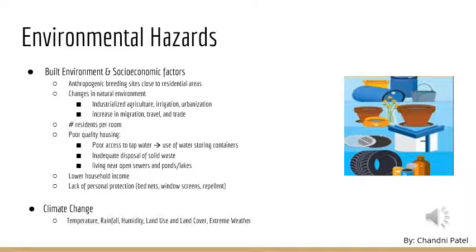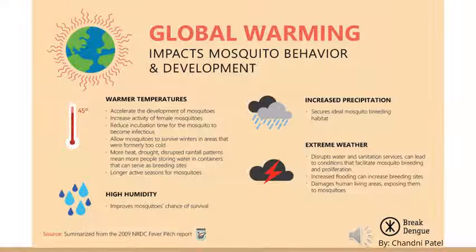to increased dengue risk. Climate change is another environmental hazard that is responsible for impacting the spread of dengue. The relationship between vectors, agents, and climate is complex. This infographic briefly displays how temperature, rainfall, humidity, and extreme weather impact the spread of dengue.